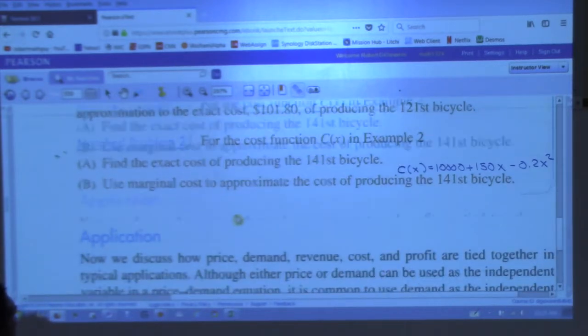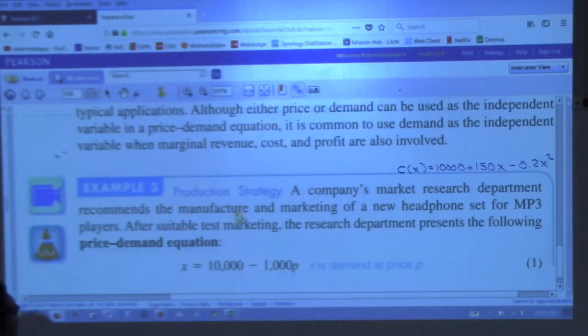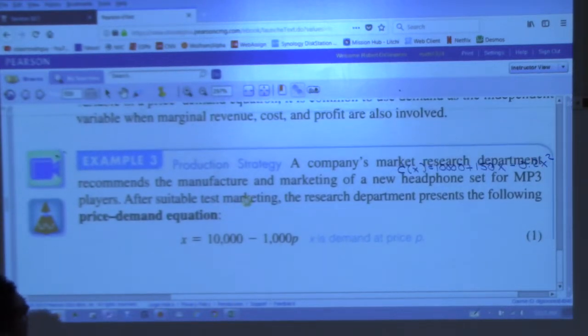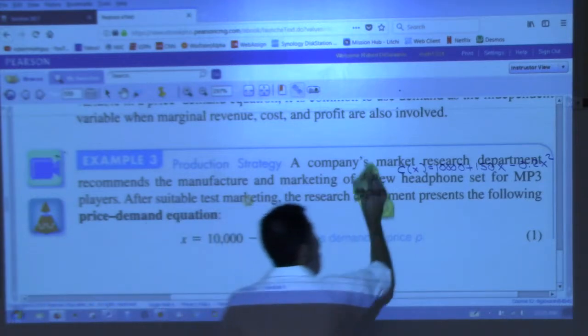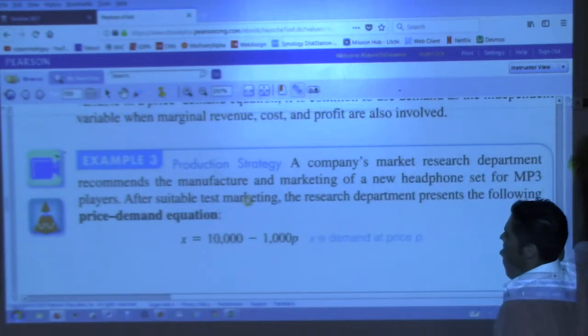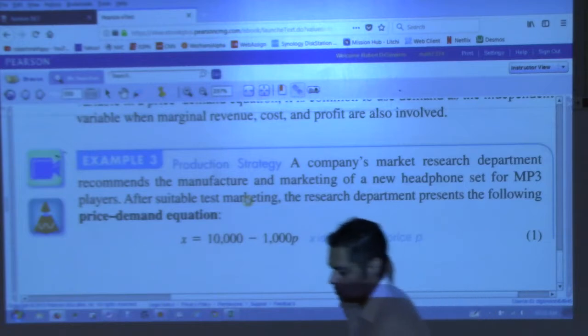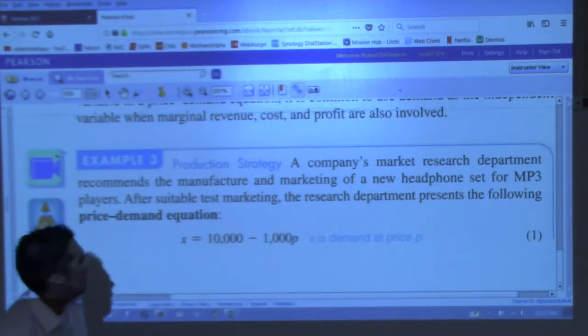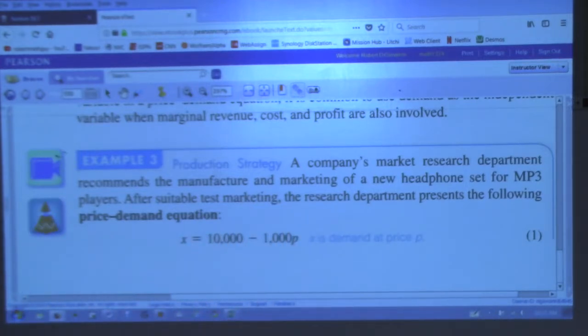All right, let's look at another one. This one's going to be more complicated. Production strategy. A company's market research department recommends the manufacture and marketing of a new headphone set for a MP3 player.